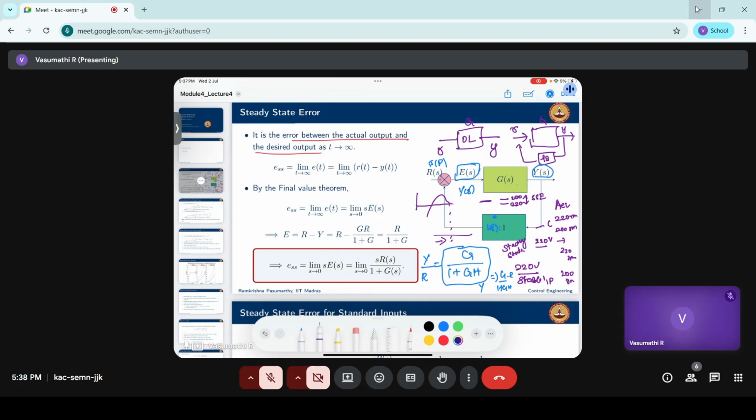So the error will be R by 1 plus G. When you try to find the steady state error, that is the final value, after some point, after it reaches the steady state, what is the output? For that, you will use the final value theorem.